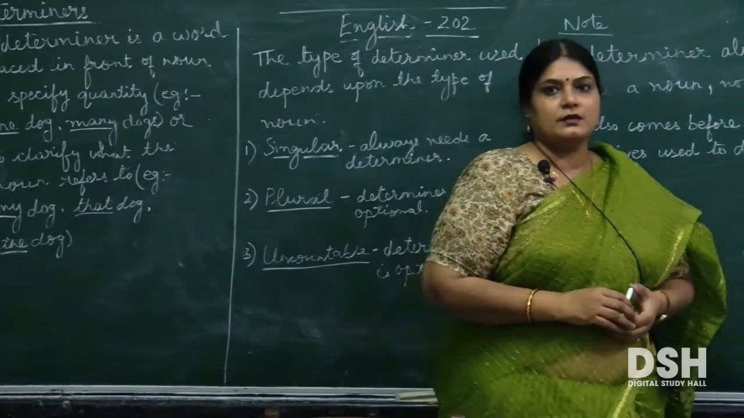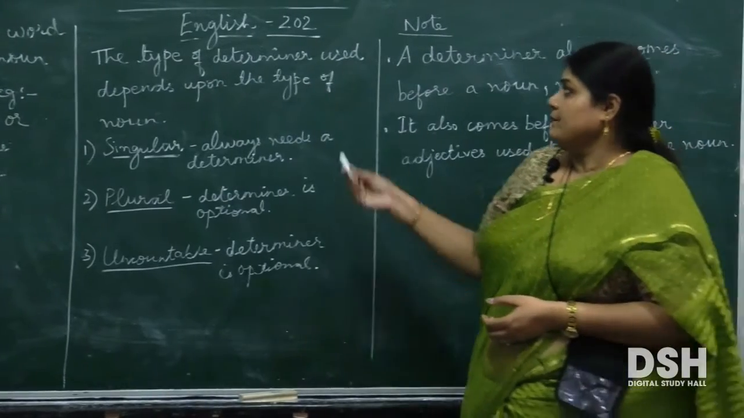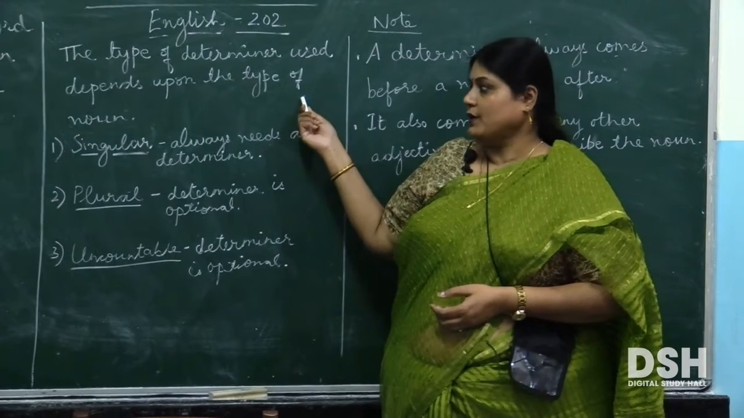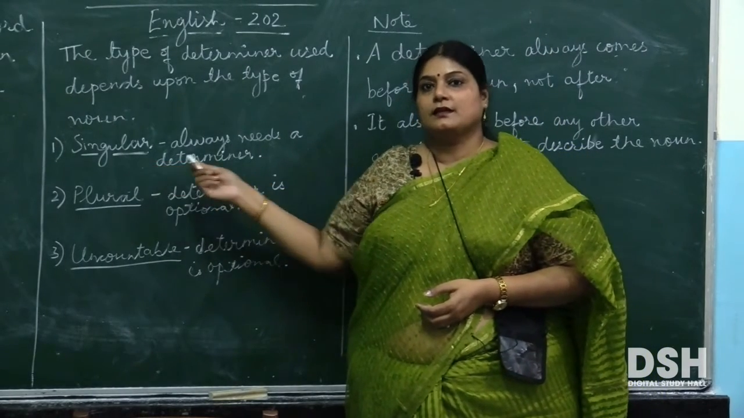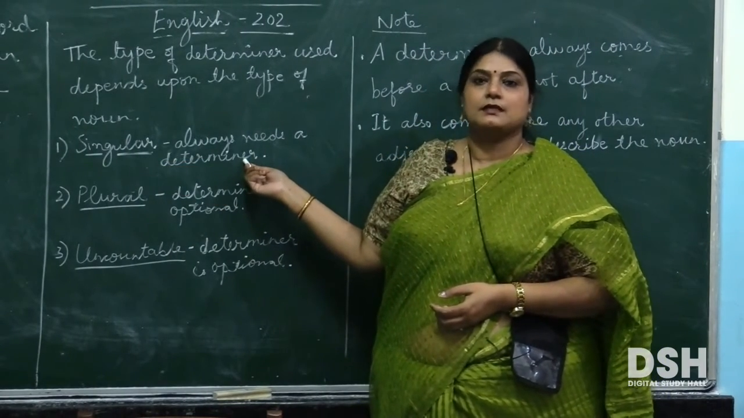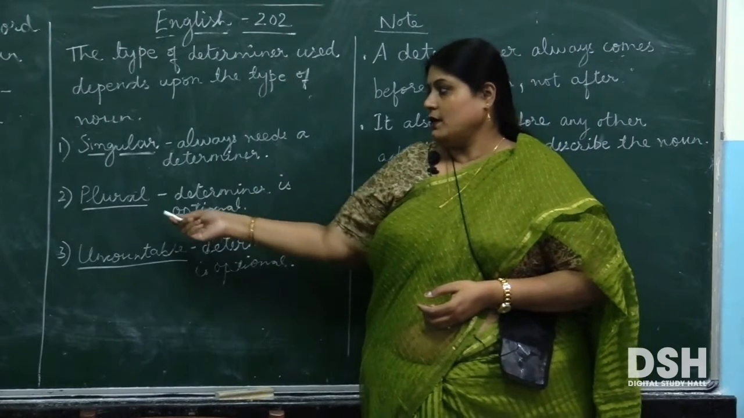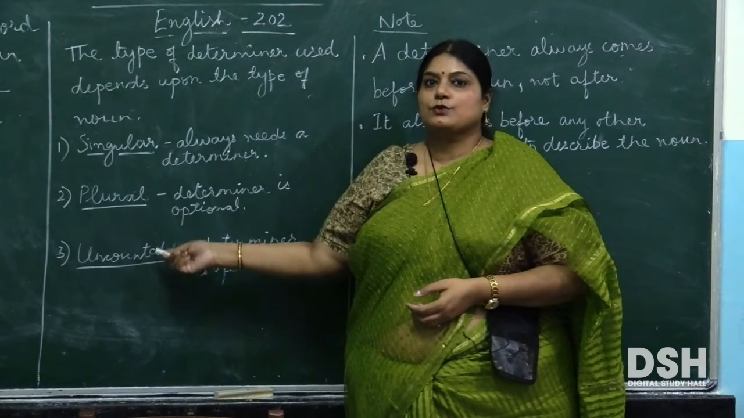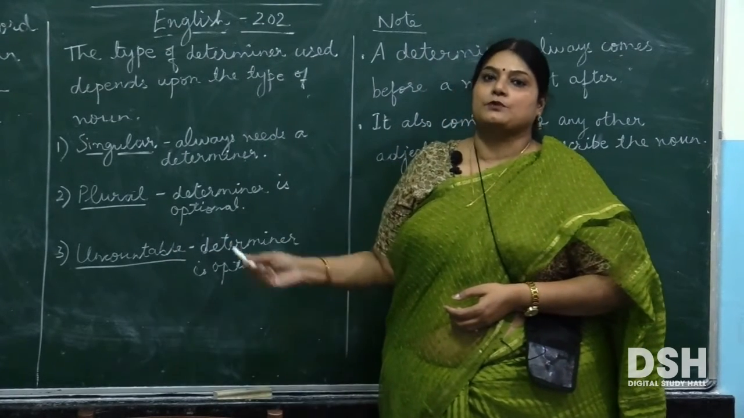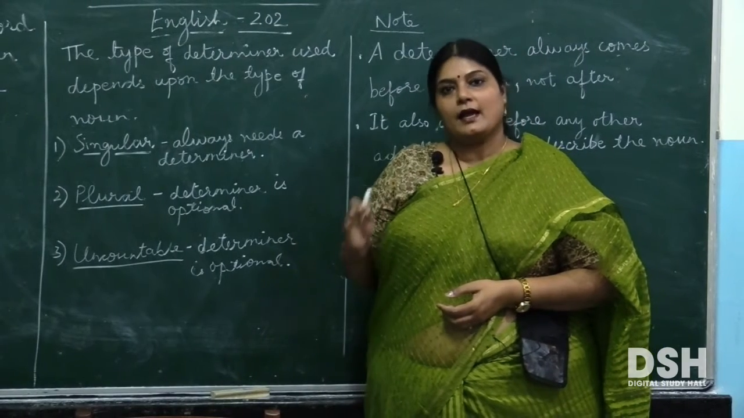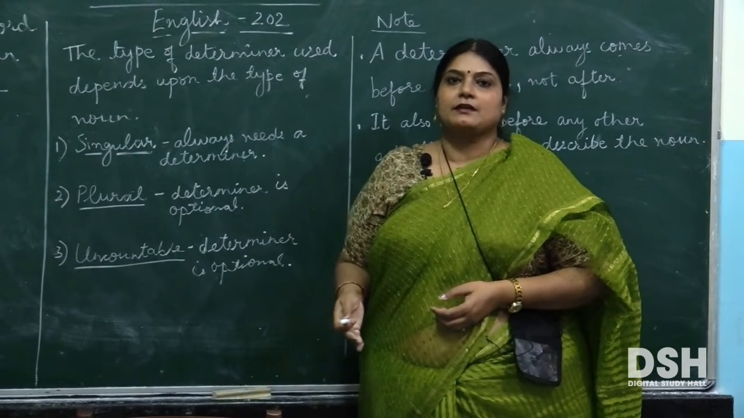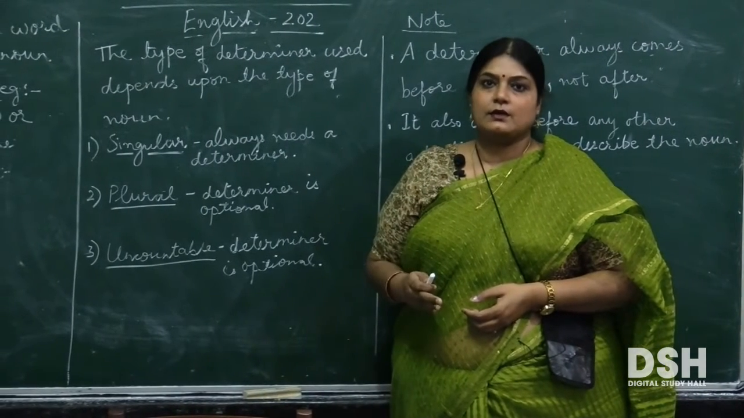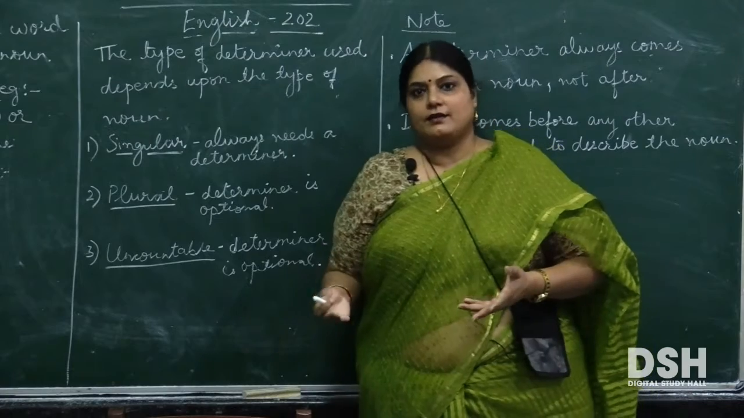Alright. Now children, let's move further. The types of determiners depend upon the noun we are referring to. If it is a singular noun, then a determiner is a must. It must have a determiner. If it is plural or an uncountable noun, in these two cases the determiner is optional. If you wish, you may add a determiner in front of the plural or uncountable noun, but it may also not have any.